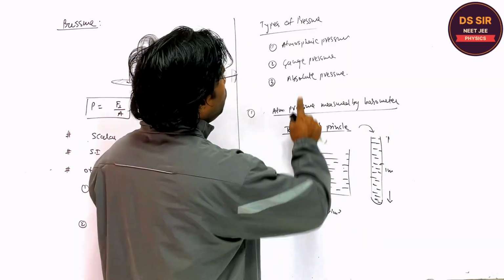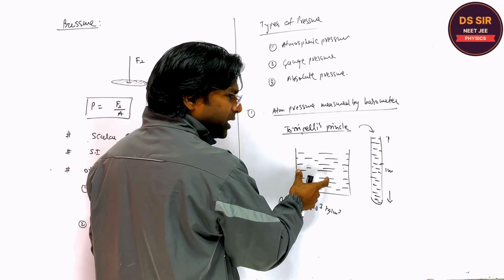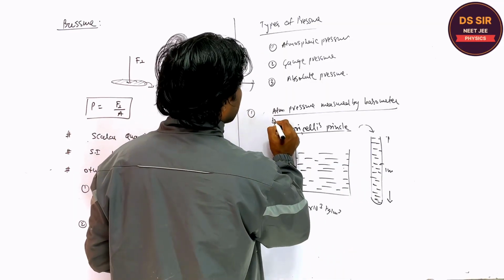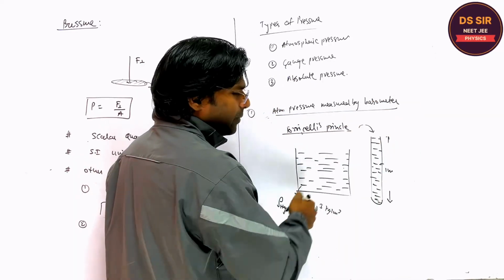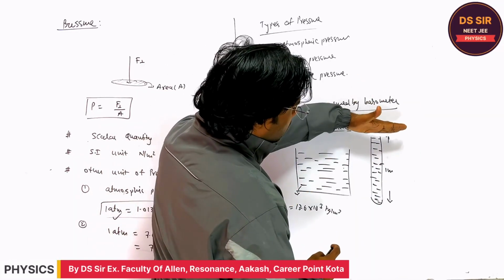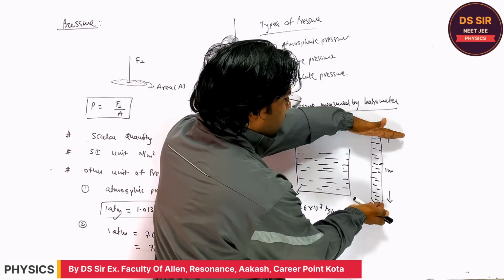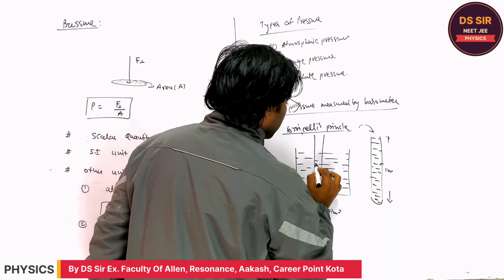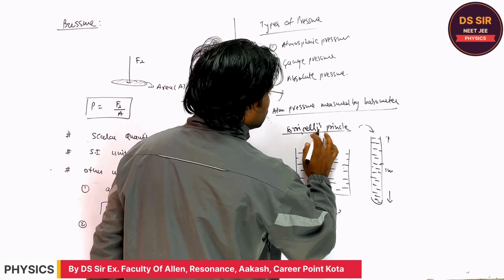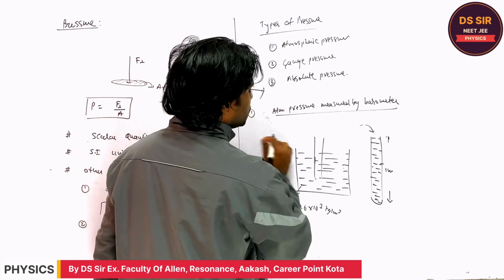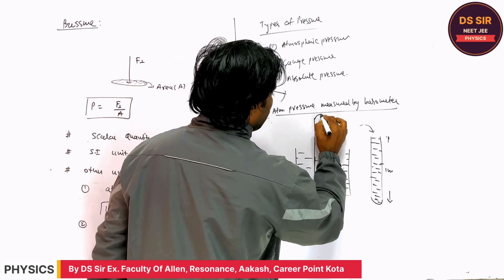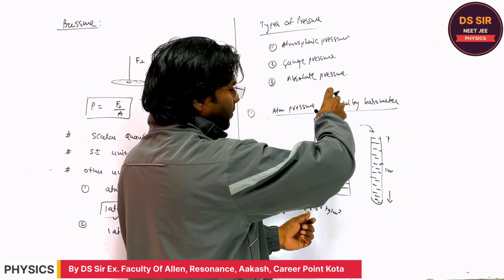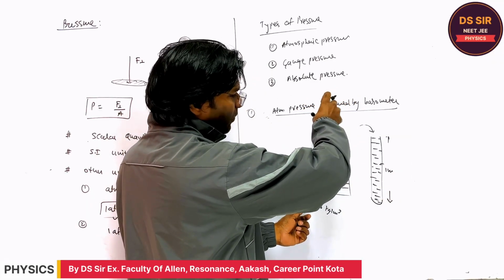To measure the atmospheric pressure, this is called Torricelli's experiment, and this setup is called the barometer. What will you do? You close this end, invert it, and dip it in this mercury tub, right? So what will happen? This is the mercury tube, the tube full with mercury.